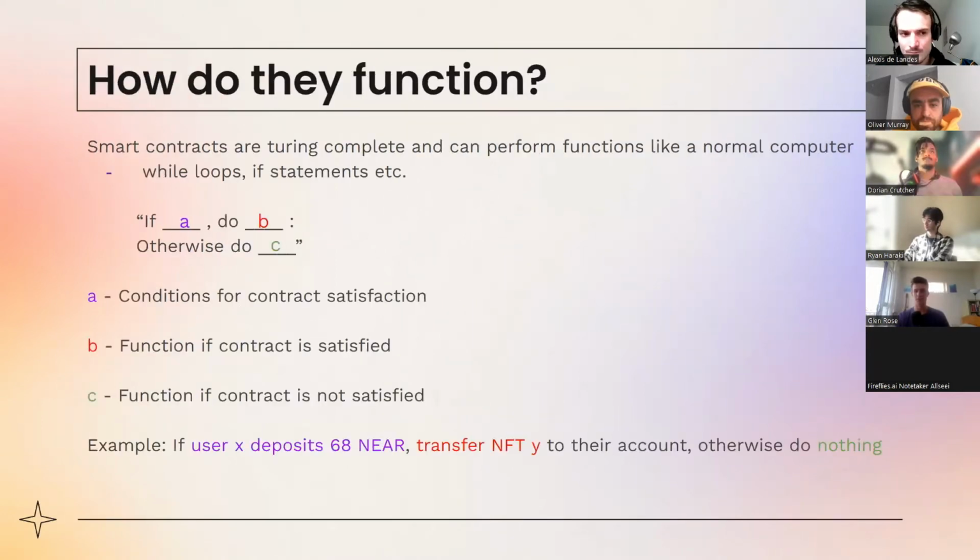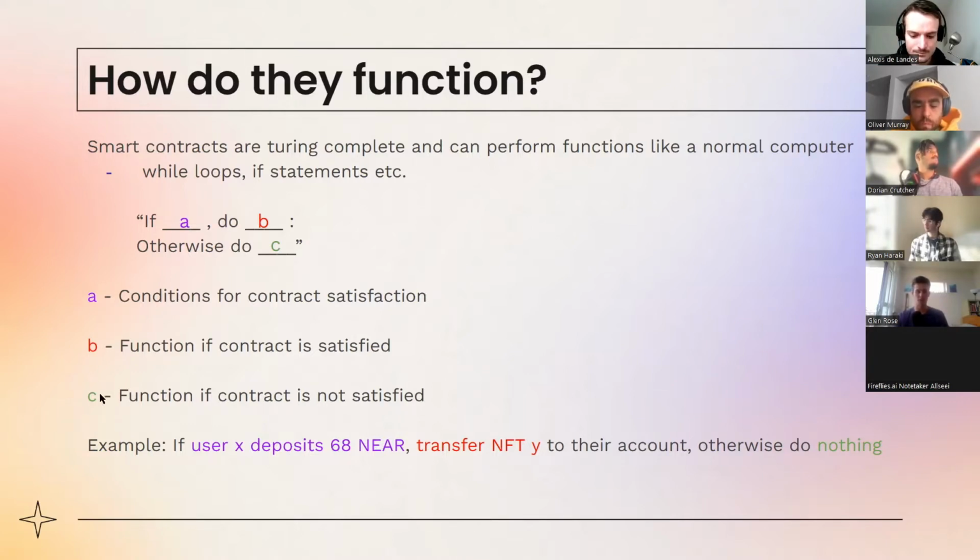Smart contracts, like many normal computers, are Turing complete, and they can perform many regular functions like a computer can, traditionally like while loops or if statements. If statements are a common format for a lot of smart contracts to follow. Basically, like you would see in anything from an Excel spreadsheet to any other coding language, there are conditions for the satisfaction of the if statement. If the statement is satisfied, then there's some sort of function or output that is given. And if the statement is not satisfied, then there's some alternative output.